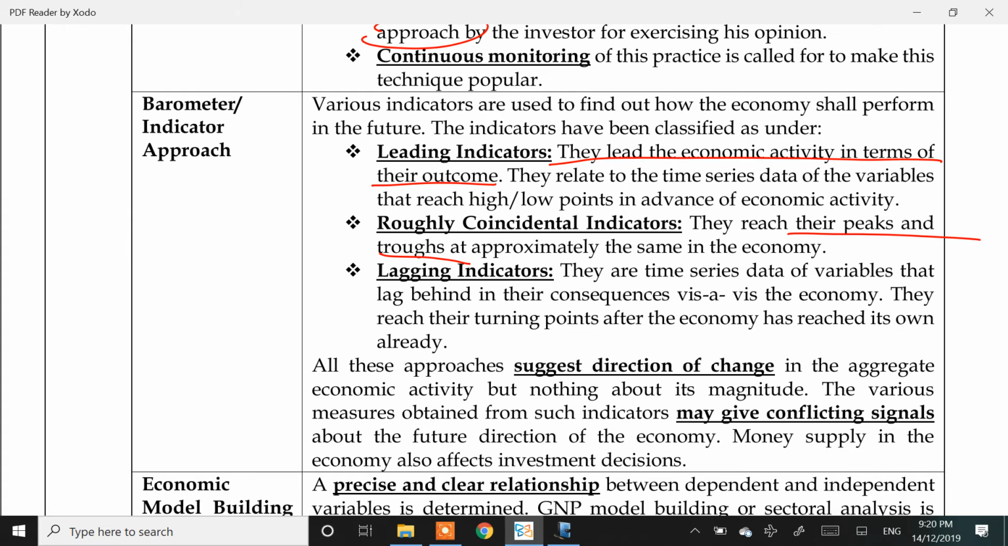So I have a leading indicator, coincidental indicator, and lagging indicator. All these indicators may sometimes give conflicting signals. One may say that the economy is going up, the other may say that the economy is coming down. So I'll have to try to manage that, and also it will just suggest the direction of the change. It can only tell that the economy is going to go up or come down. It cannot say that the economy will go up by 10% or 15% or 20%. So this is one more approach which is there.